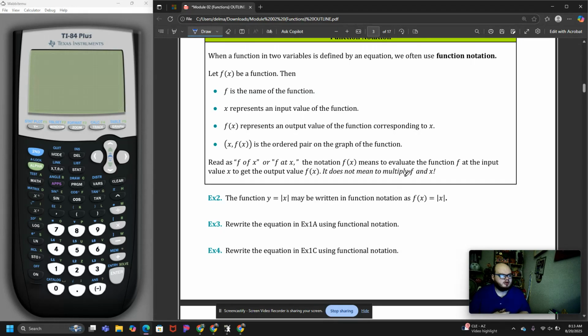whether we like to admit it or not. So when a function in two variables is defined by an equation, we often use function notation. Let f of x be a function. Then f is the name of the function. X represents an input value of the function. F of x represents an output value of the function corresponding to x. You notice how I'm reading this as f of x. Okay? F of x, or we're saying f is a function of x.